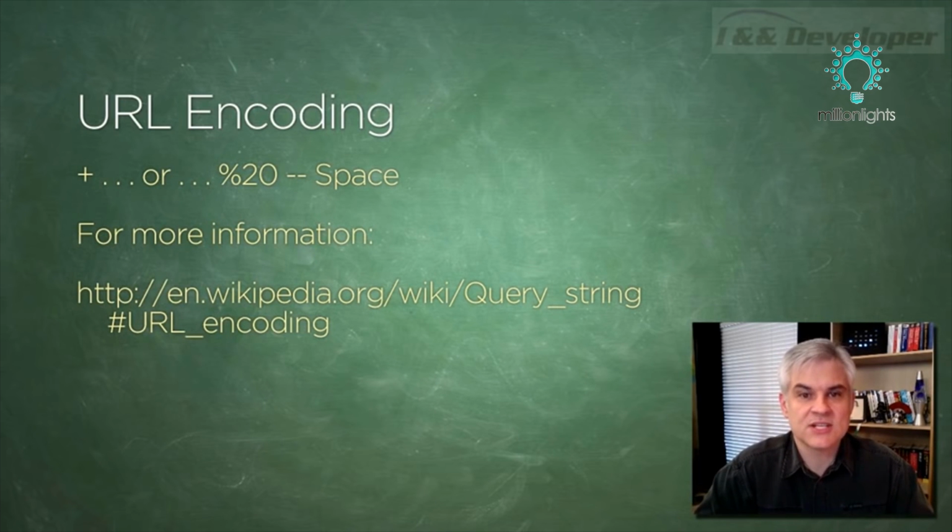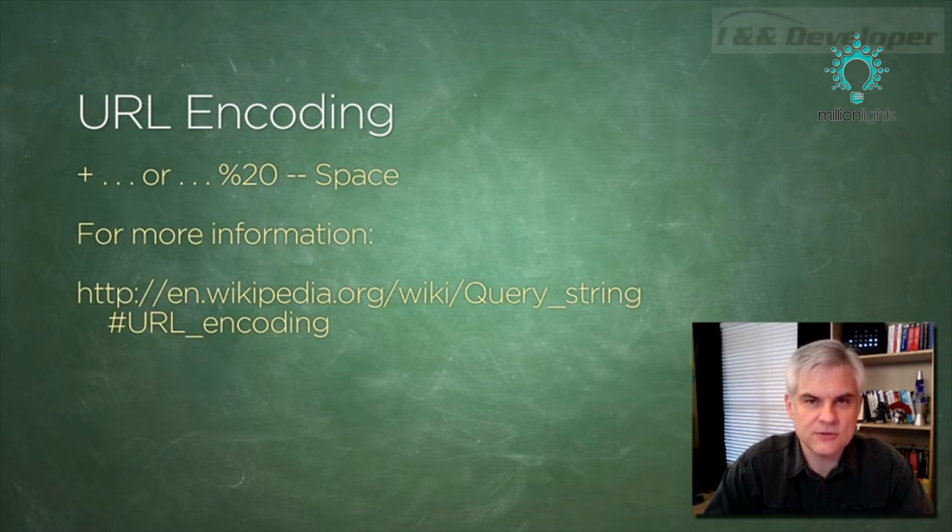The percentage is an escape sequence to indicate that it's an ASCII value, and then the two digits that follow are hexadecimal values that indicate what kind of ASCII character. In this case, we're representing a space character with the 20.